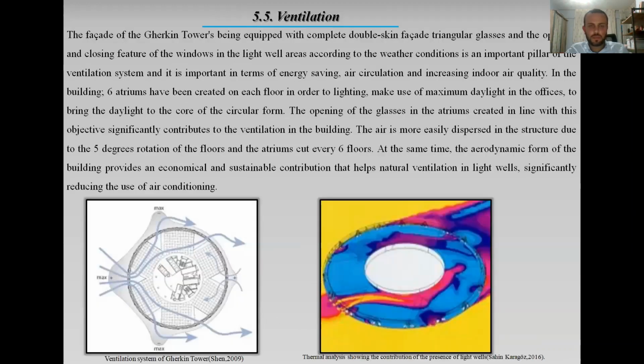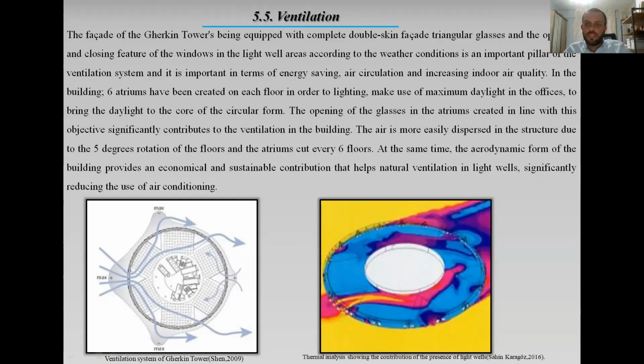5.5 Ventilation. The facade of the Gherkin tower is equipped with a complete double-skin facade, triangular glass, and the opening and closing feature of the windows in the light wells area according to weather conditions.